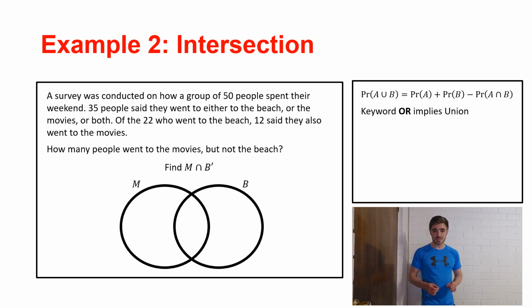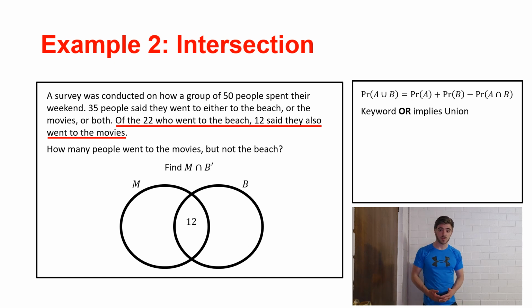It's typically easiest to start with the intersection and then work your way out. In this case, we're told that of the 22 people who went to the beach, 12 also went to the movies. So we have beach and movies, hence that's going to be an intersection. From there, we can assume that if 12 of the 22 did go to the movies, then it must mean that the remaining 10 people did not go to the movies. So we're going to put that on the right-hand side as people who went to the beach but not the movies. All that's left to do here is find the left-hand side, which is that intersection that we want.